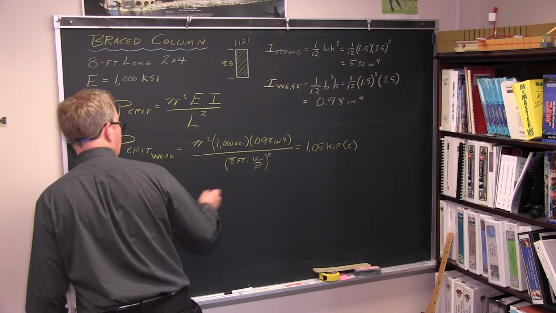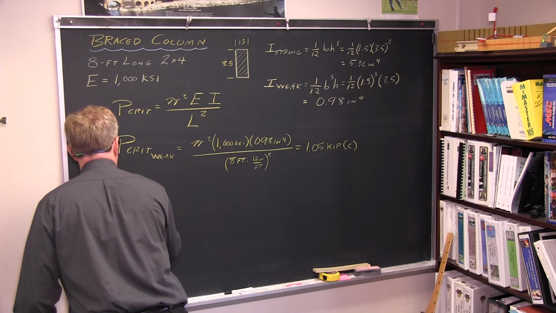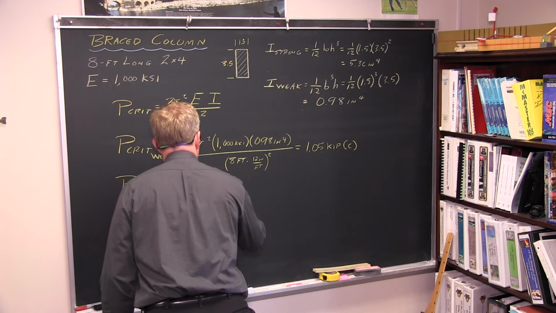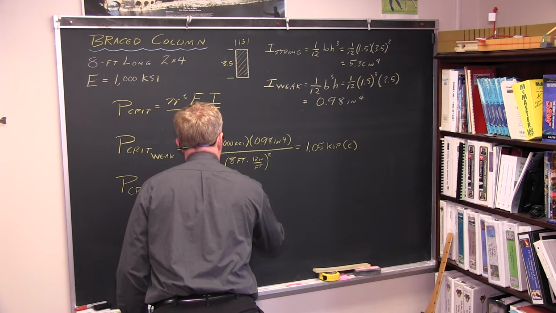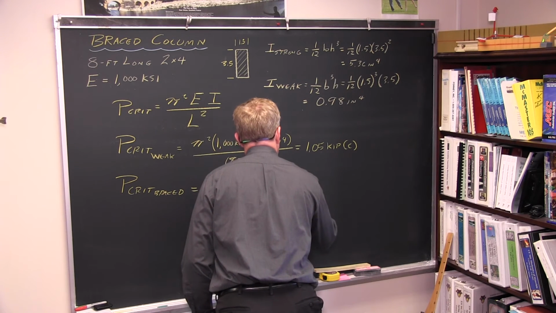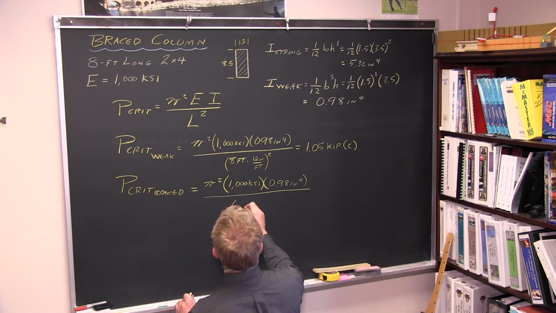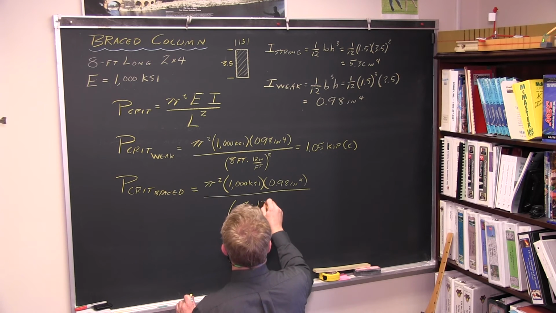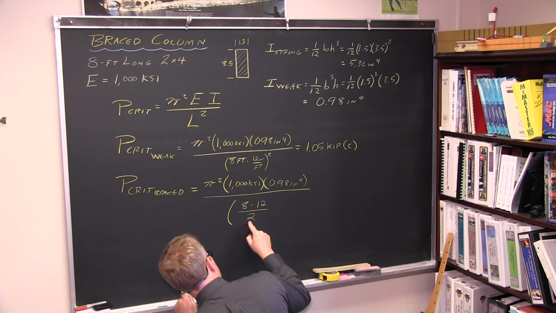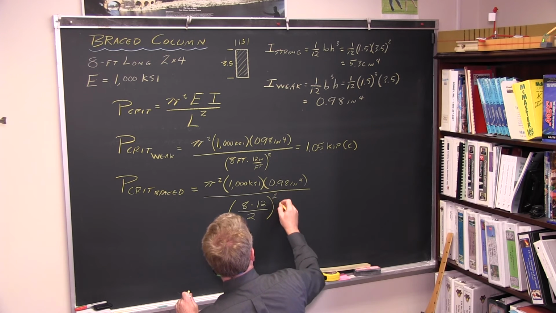So how do I calculate that? Well, the effective length of the column is cut in half. So that my P crit braced in that weak direction is pi squared times 1,000 KSI times I, 0.98 inches to the fourth, all divided by 8 times 12 divided by 2. Where did I brace it? I braced it at the middle. So what's my effective length? My effective length is half of what it had been in the unbraced condition.